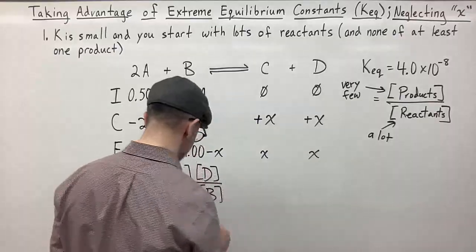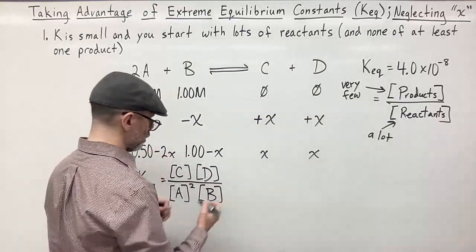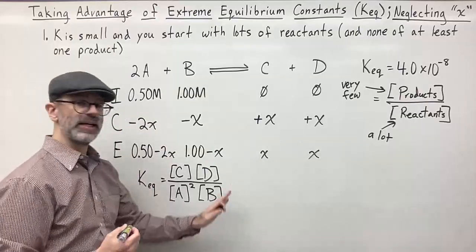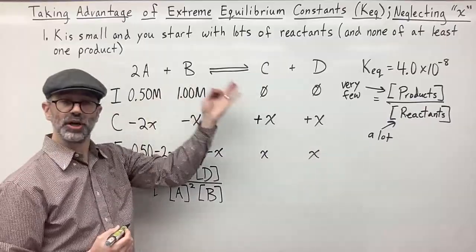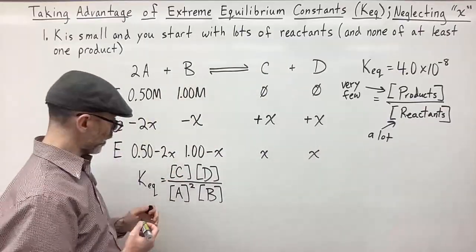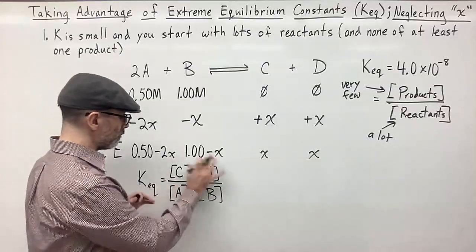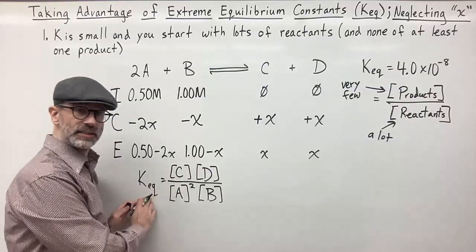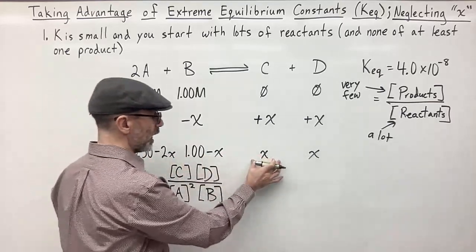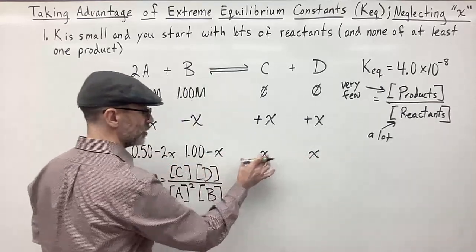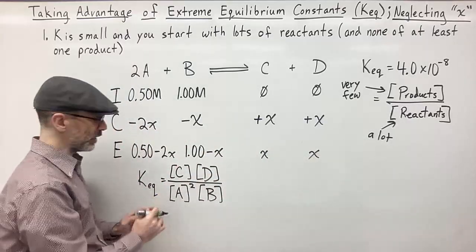So we have the concentration of B, and then again, its coefficient is 1, so raised to the power of 1. So here's the equilibrium expression of this equilibrium equation, this reversible reaction. So now I have my equilibrium constant expression. Now I can take these equilibrium concentrations in terms of X and plug them into this equation here.